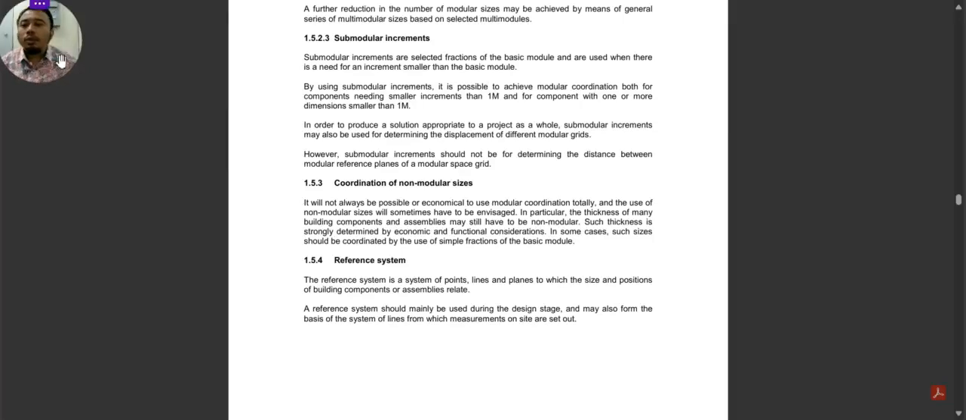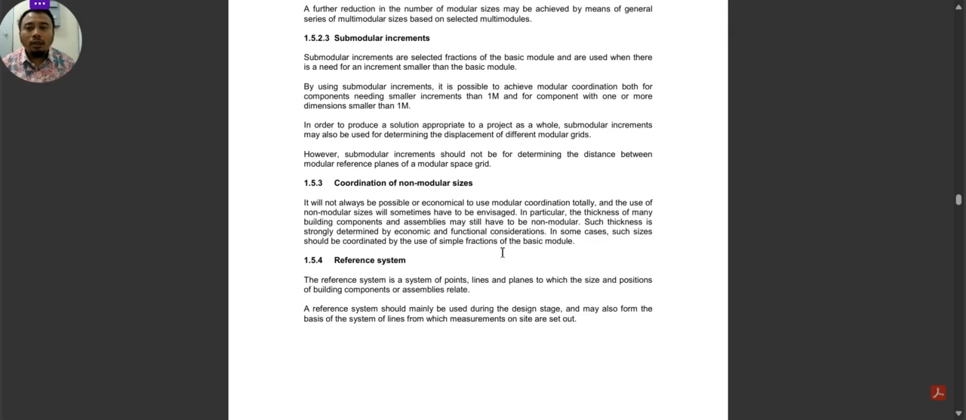Guys, in the previous video, we talked about modular basic modules, multiple increments, and lastly, we did talk about the non-modular sizes. You can put that non-modular size in the non-modular zone, or in other cases, if it is possible, you can have a non-modular size coordinated by the use of simple fractions of the basic modulus.